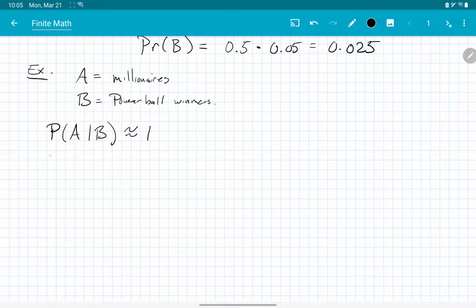Now, what is the probability that someone is a Powerball winner given that they are a millionaire? What percentage of millionaires do you think are Powerball winners? Basically 0, right? There's not a lot of Powerball winners. There's plenty of millionaires. So this would probably be closer to 0. So the probability of A given B and the probability of B given A are two very different things. These conditional probabilities are different.